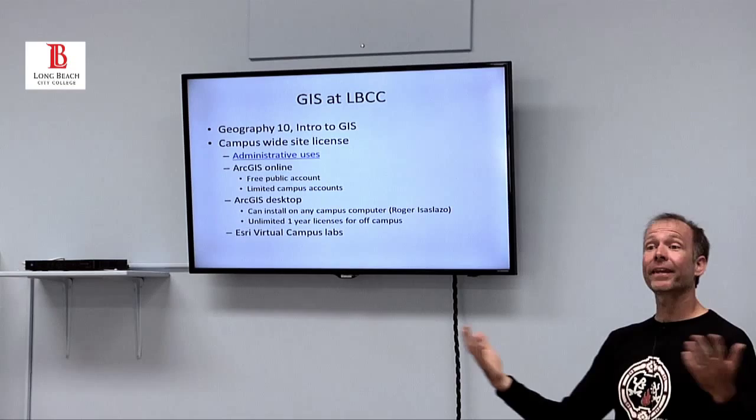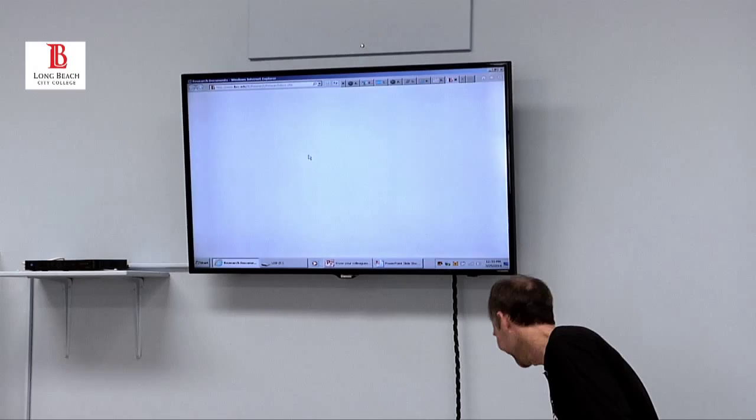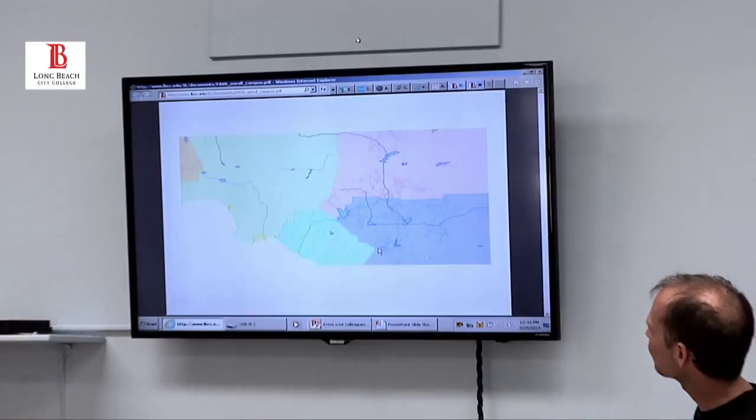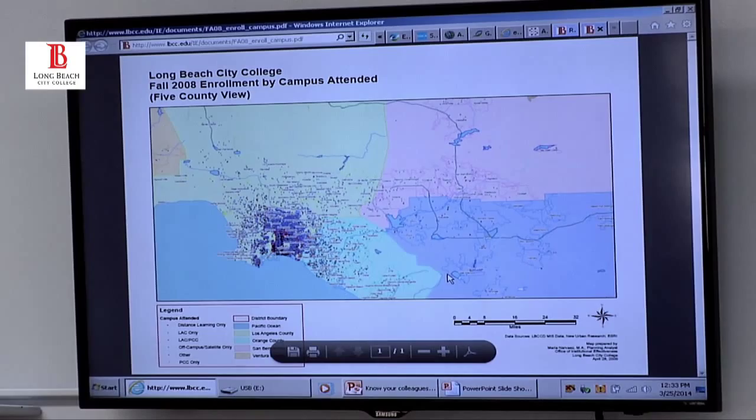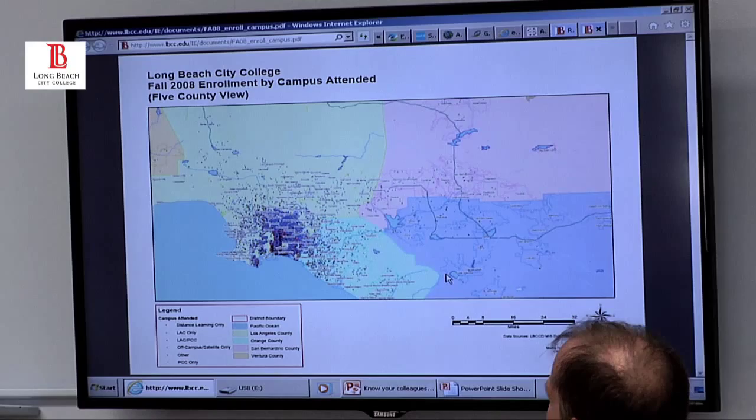So we have the campus-wide site license now. Administrative uses. We can see what Maria has been doing. We use it here and I'm going to pull up, let's see what's a good map for us. I'll just do our first one here. There we go, 2008 enrollment by campus. So Maria took every student's address and mapped it out by race and ethnicity, I think. I don't know, maybe not on this one, but on some of them you do. Yeah, by campus attended. You're right.